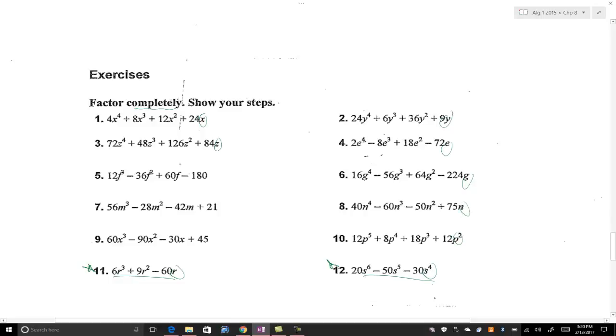So all these guys that I have circled, they're going to be looking for a greatest common factor of the greatest common factor, or you can take it out at first. The order doesn't matter, but make sure it is factored completely when you're done.